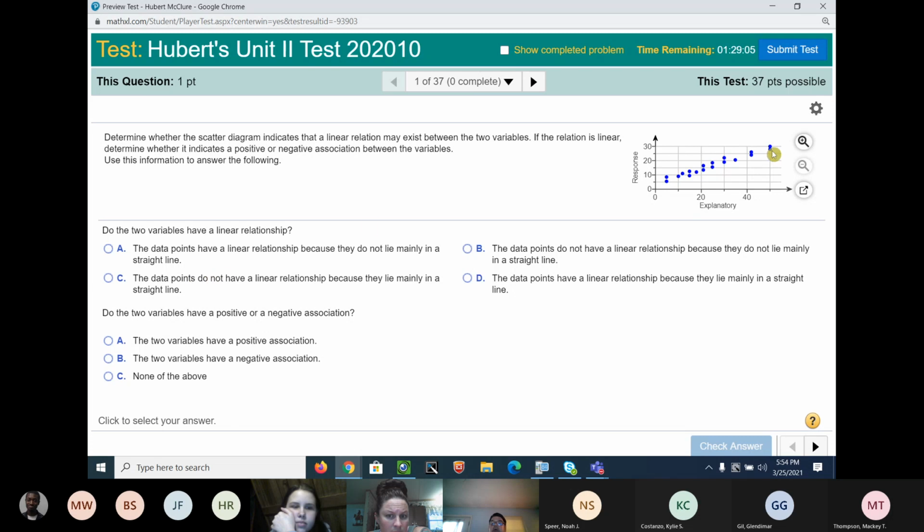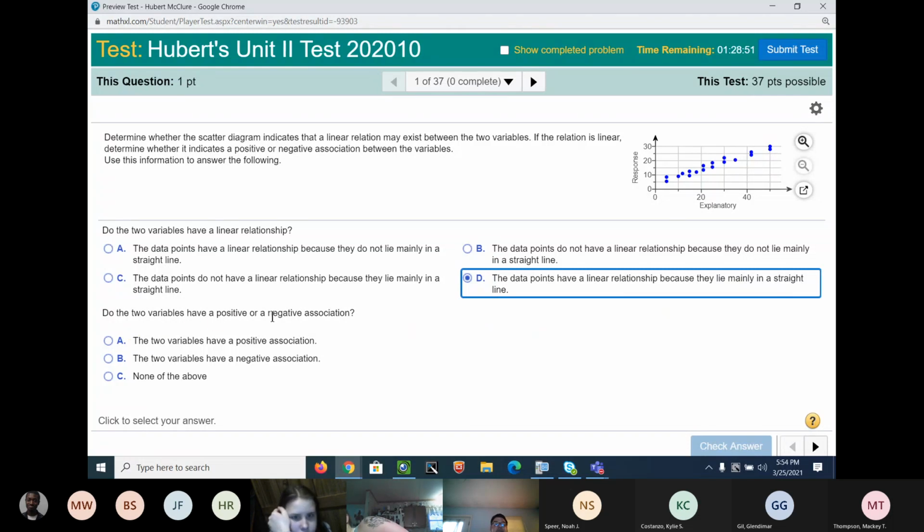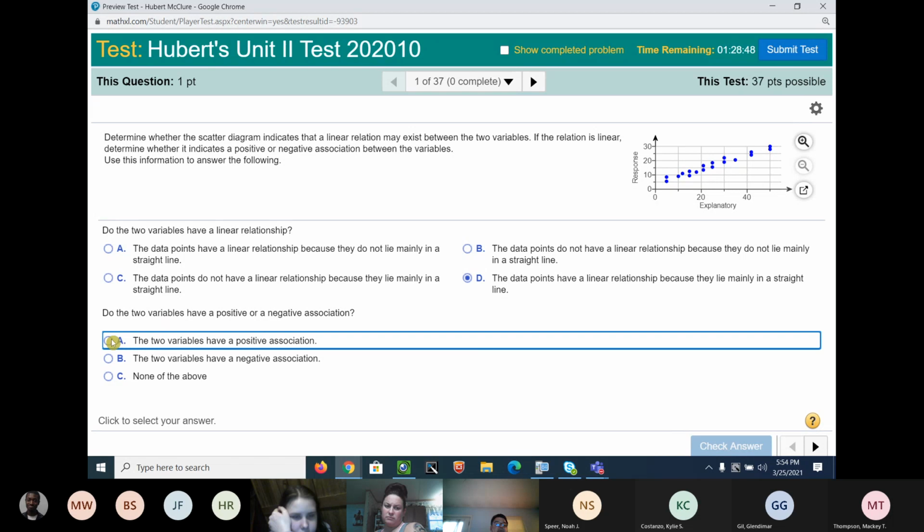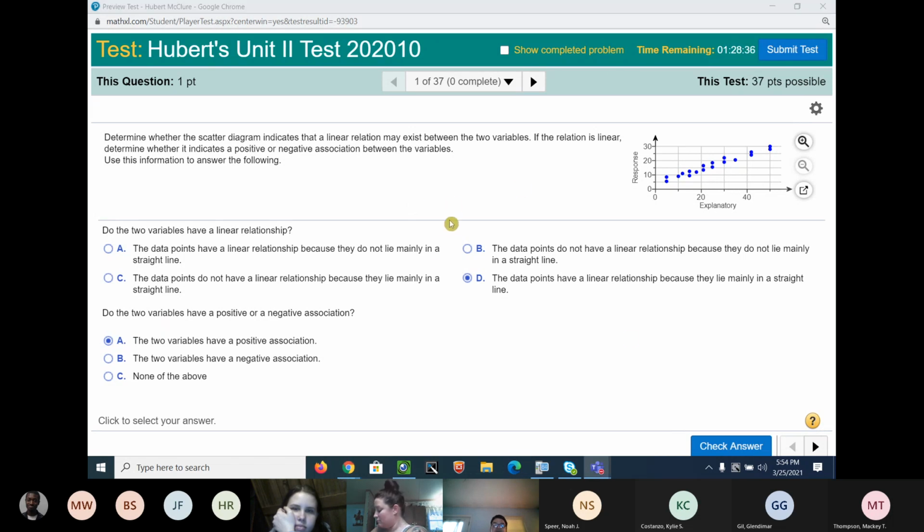So it's either going to be delta or it's going to be alpha. And I think it's going to be delta because they lie mainly in a straight line. Do the two variables have a positive or negative association? Positive. Now, that person this morning, you know what they said? "Oh, that's easy." Look at the question and talk yourself out of it before you even read it. All right. I fussed at that person this morning. So, at least read the dadgum question.